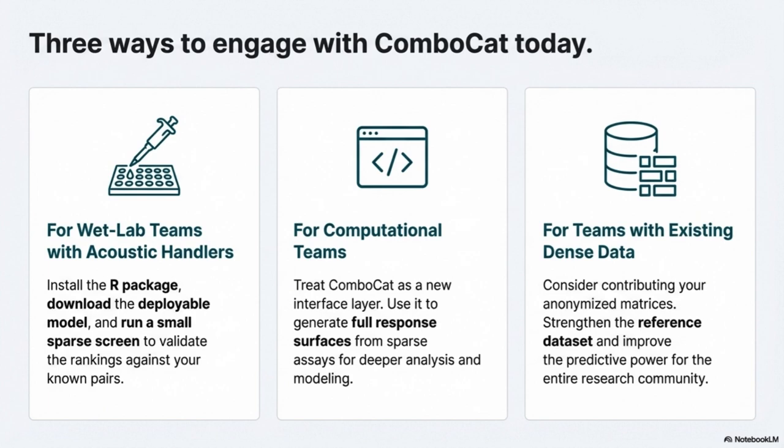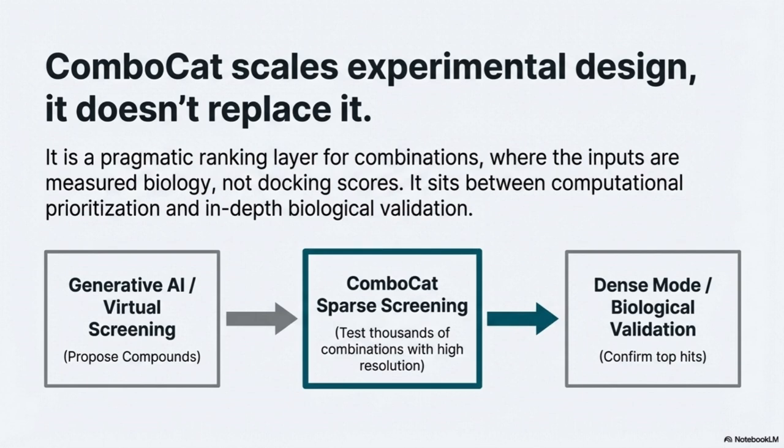So when you put it all together, what Combocat really does is break this long-standing trade-off in drug discovery. For decades, you had to choose. Test a few pairs with high resolution, or test many pairs with low, blurry resolution. Combocat says you can have both. It keeps the resolution and just demolishes the experimental load.